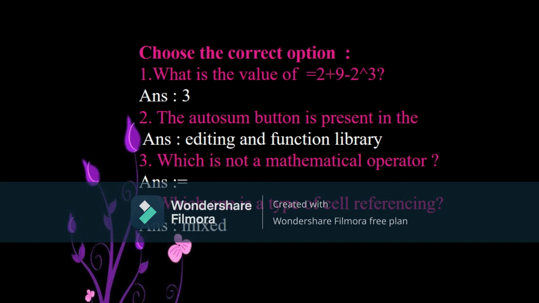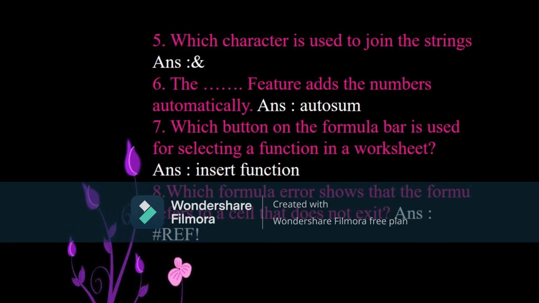Which one is the type of cell referencing? Mixed. Which character is used to join the strings? In the fill up section I also said. What is that? Ampersand. This symbol is used to join the two strings.